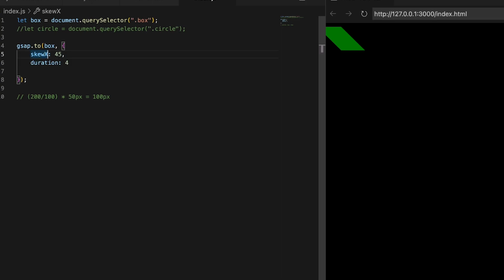Same with skewY. I'm setting here 45, which sets the skew angle of an element along the y-axis to 45 degrees. Now let us look at scaleX.